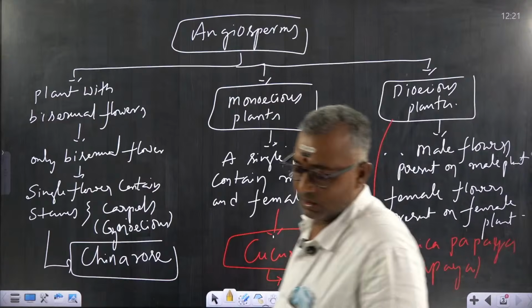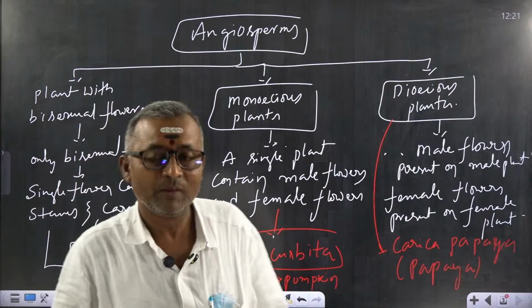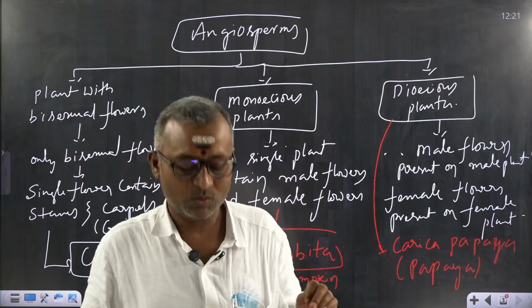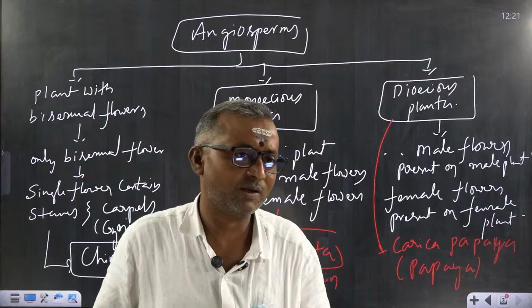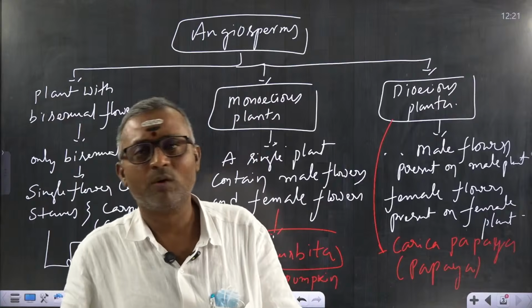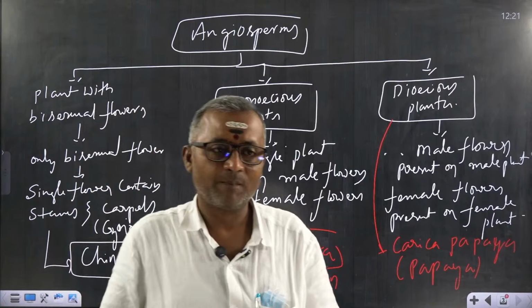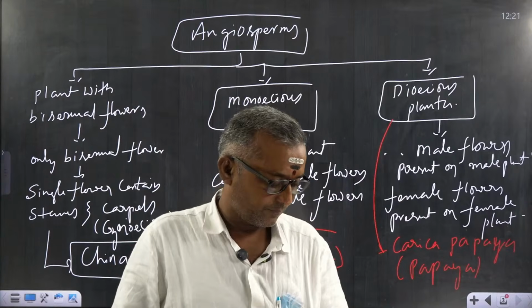So this is enough for today, and we'll continue our class tomorrow. Tomorrow we'll go with gymnosperms and angiosperms simultaneously. We'll complete the plant kingdom by tomorrow, and day after tomorrow onwards we'll go with morphology, the new chapter. Now you can ask your doubts.